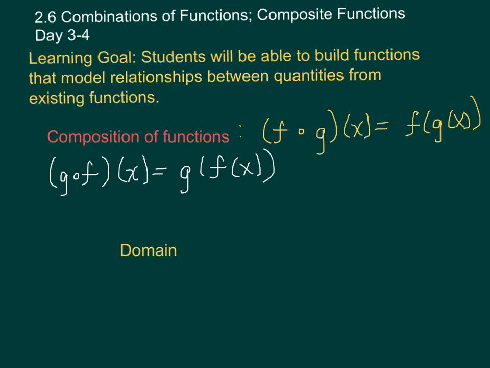And what that means is, for the first one, you're going to take the g function and plug that into the f function. So g is your input and f of g of x is your output. So instead of plugging in an exact number, you're actually going to plug into the whole function.